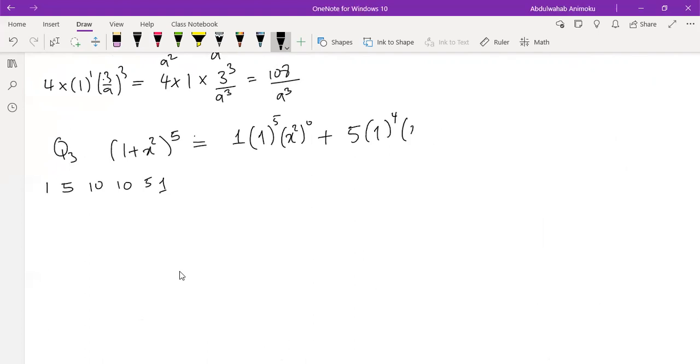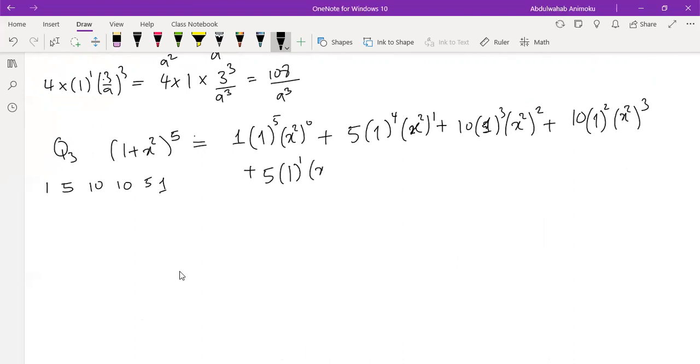Reduce the power of this by 1, increase the power of this by 1. Increase the power of this by 1. The next one, 10 again. Increase the power of this by 1. The next one, increase the power of x squared by 1. And finally, the last one, this becomes 0.